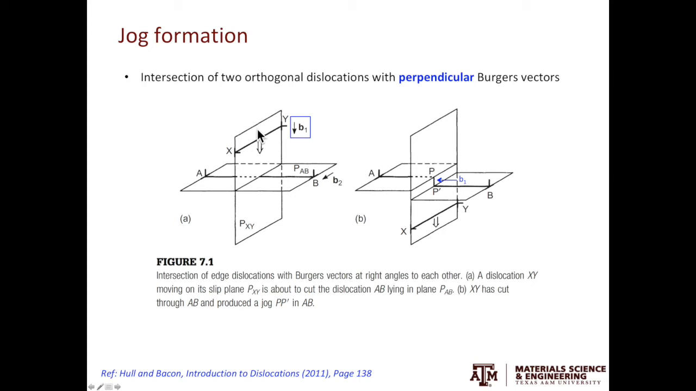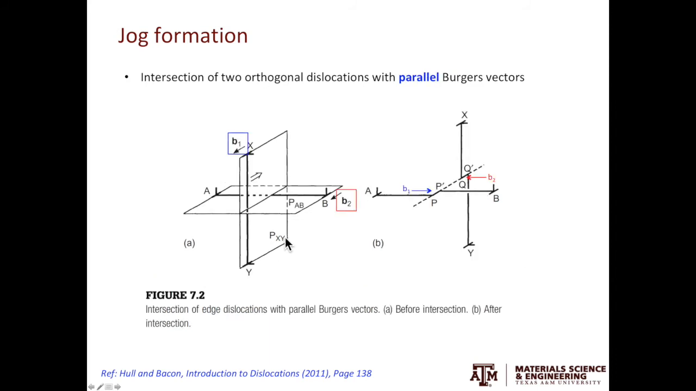Now move XY and let it cut into AB. After the dislocation interaction, XY remains unchanged. But a step is created on the dislocation line AB. The step size is B1 and this step is a jog. Note the step P prime does not lie on the original slip plane anymore, so it is a jog instead of a kink.